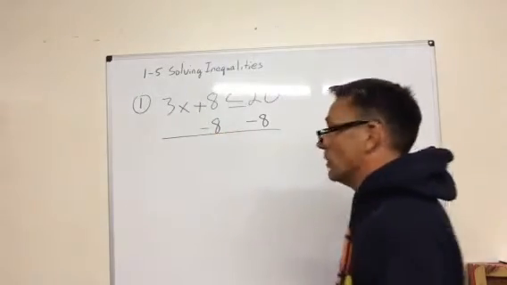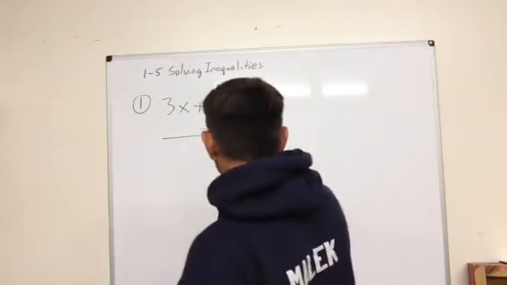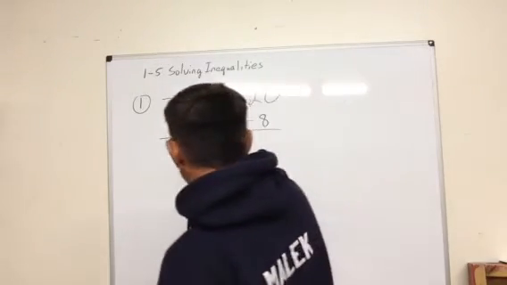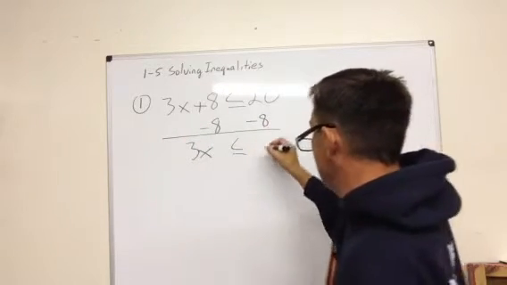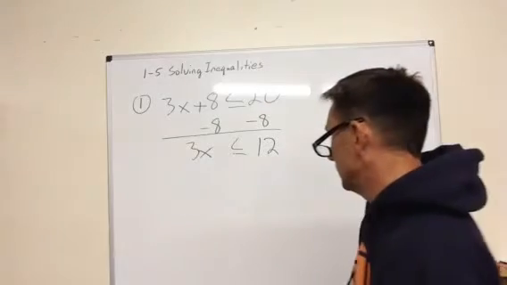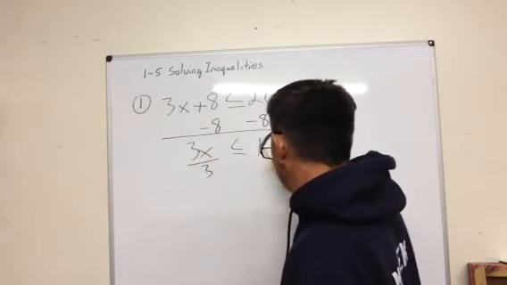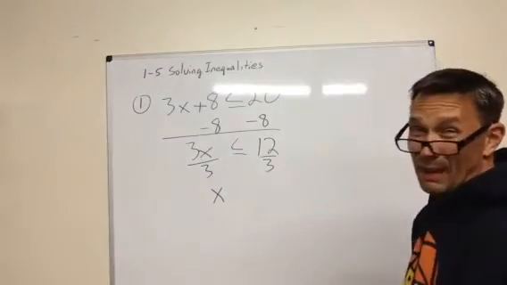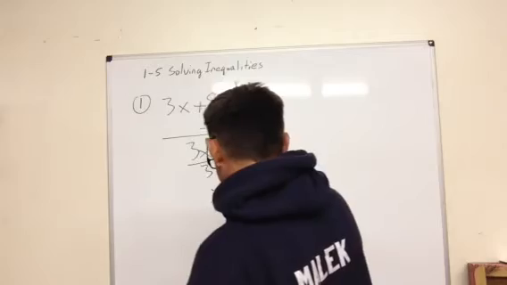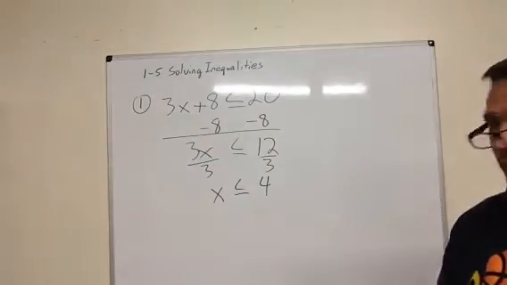Now I did not multiply by a negative, so keep this as a less than or equal to. Copy down 3x. And we have 20 minus 8, which is 12. We now divide by 3. We divided by a positive number, so we do not have to switch. And we have x less than or equal to 4.